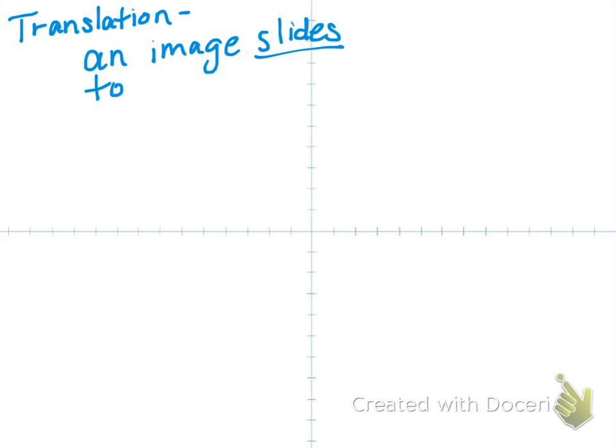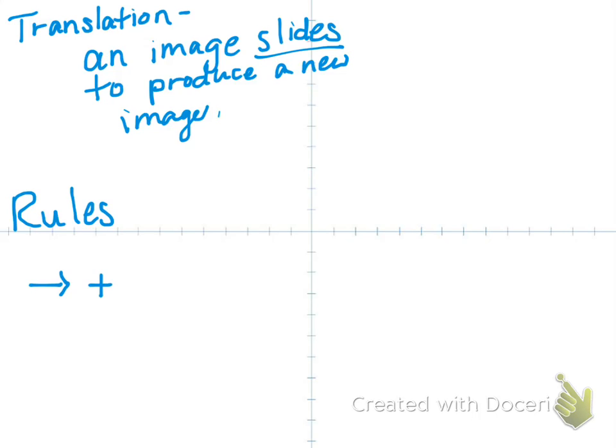So just kind of a definition here. It doesn't have to be this exact definition. You could write it in your own words if you'd like to. A translation is something that makes an image slide to produce a new image. And we can come up with rules for each translation. When we slide to the right, we add to the X value. When we slide to the left, we subtract from the X value. And then, of course, when we slide up, we add to the Y, and when we slide down, we subtract from the Y.